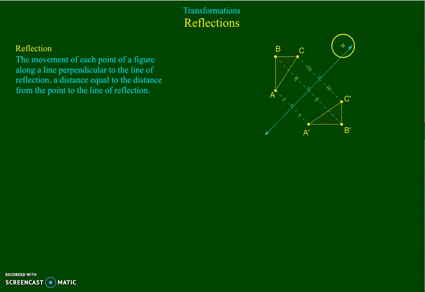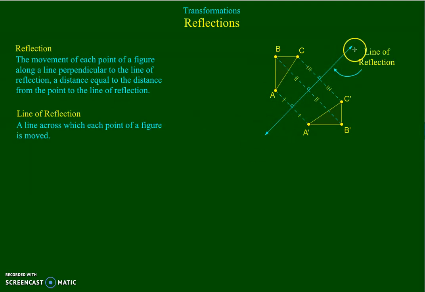This line is the line of reflection, and it's the line across which each point is being moved. Now if you take a look at point A, this distance that A has to move to get across this line of reflection is going to be equal to the distance it moves as it's reflected. So this distance and this distance are equal. So notice these two segments are congruent. And the line through point A, A prime, is perpendicular. Notice the perpendicularity sign here, perpendicular to the line of reflection.